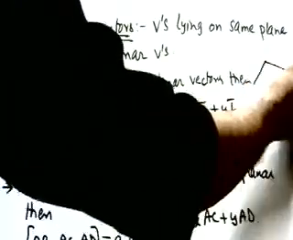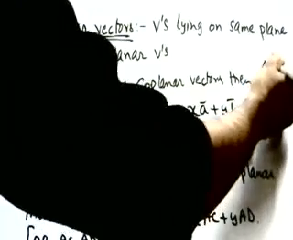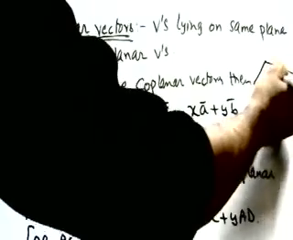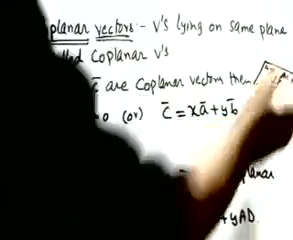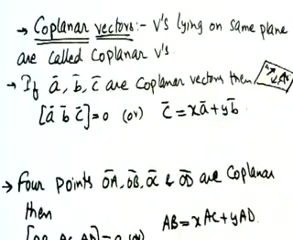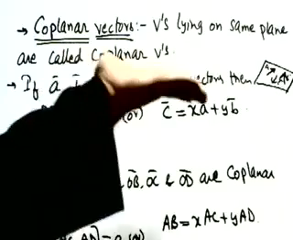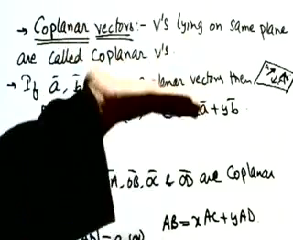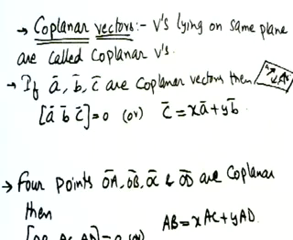Now see the next concept. Suppose we have three or more vectors on the same plane. Suppose this is the plane, and we have three vectors A, B, C lying on this plane. Then they are called coplanar vectors. Vectors lying on the same plane are called coplanar vectors.